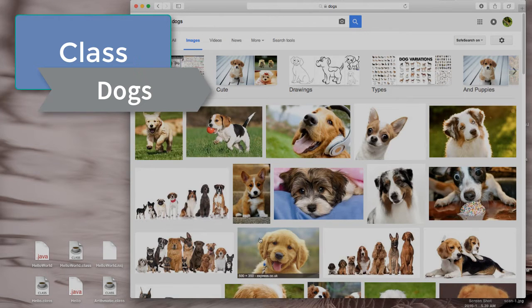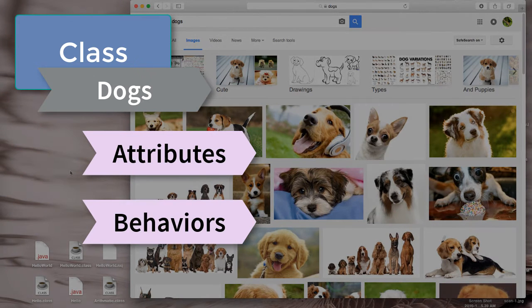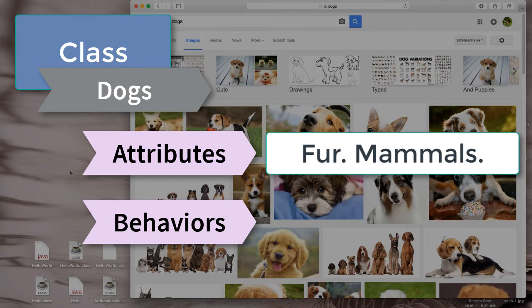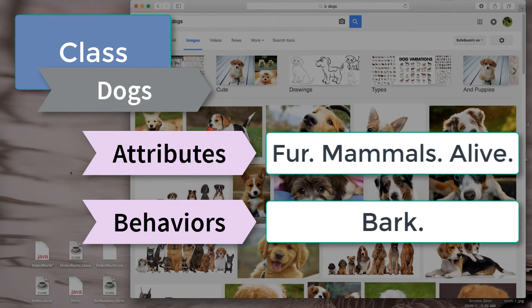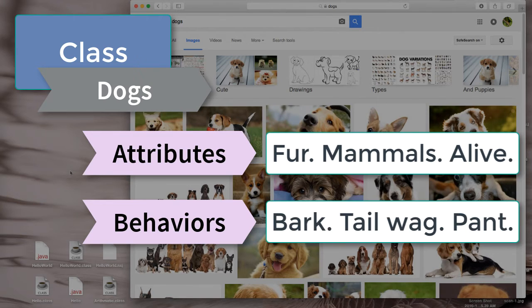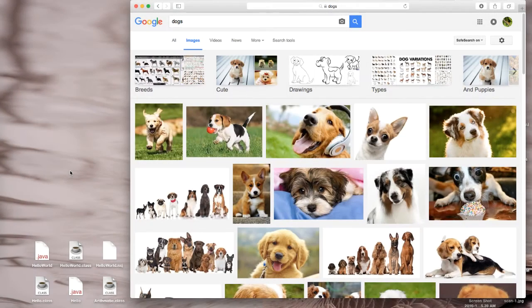So we can see here a variety of dogs, and there are certain attributes and certain methods related to dogs as a whole, right? Dogs have fur, dogs are mammals, dogs are living creatures, and there are certain behaviors related to this large class. Dogs can bark, they wag their tails, they pant when they're tired. So there are certain things that are related to the overarching idea of a dog. And I can say dog, and you get the idea of a dog without me having to tell you the specific breed or the specific color.